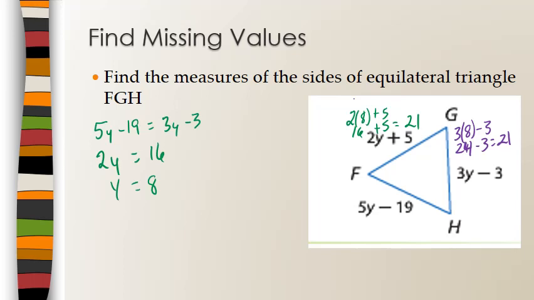It's an equilateral triangle. And lastly, let's go with FH. And I'm going to substitute in 8 for y here. So I got 5 times 8 minus 19. And 5 times 8 is 40 minus 19. And that also is 21. So we're good. Every side is equal to 21, which is what it should be when it is an equilateral triangle.